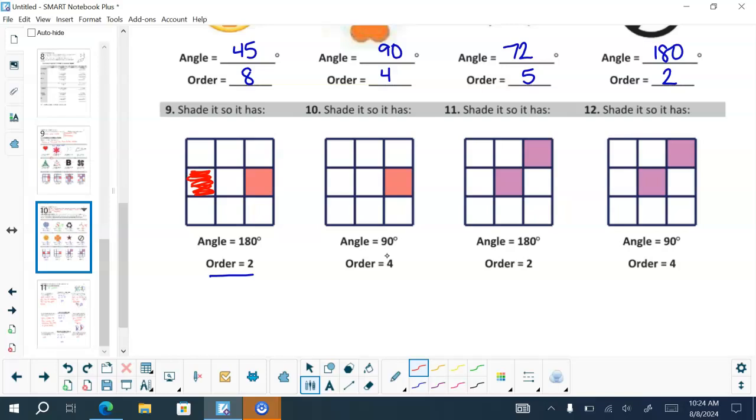Okay, for number 10, we should have shaded in these 3 squares. That way every time you turn it 90 degrees, that red square just kind of is going to be popping around there. For number 11, we should have shaded down here on the bottom left corner. And for number 12, you needed to shade in all the other corners that weren't colored in already.